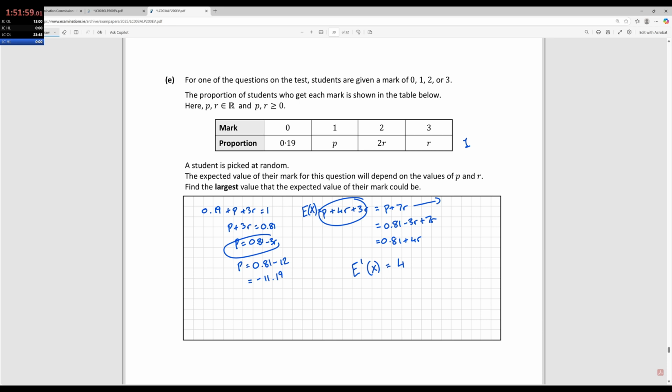So the answer has to be in between 0 and 3, right? And the problem is I'm not getting answers in between 0 and 3, which is problematic. I'm sure we can all tell.